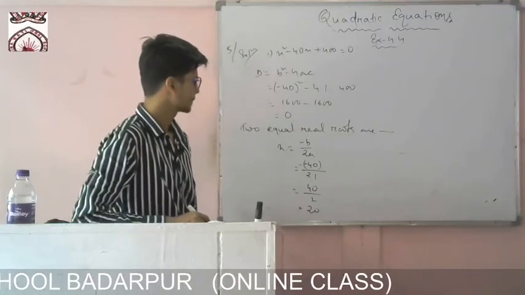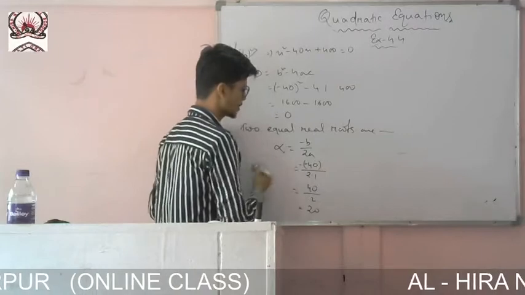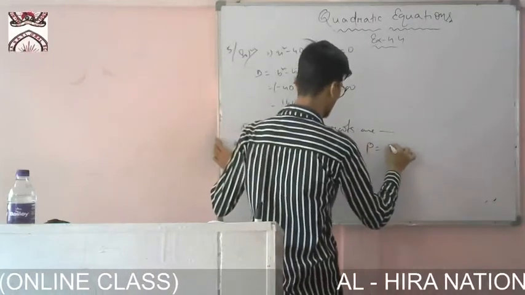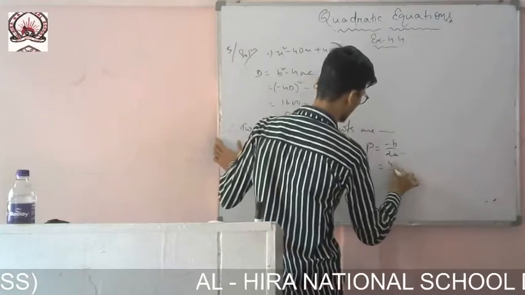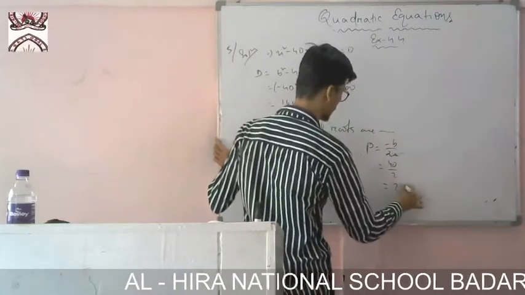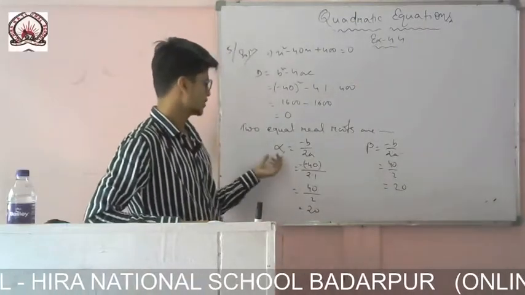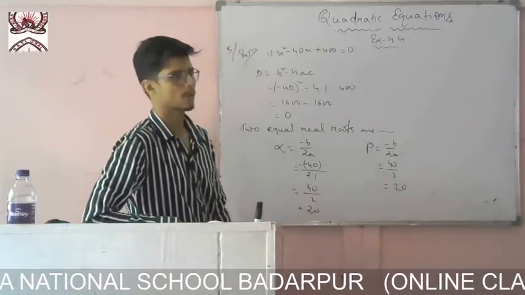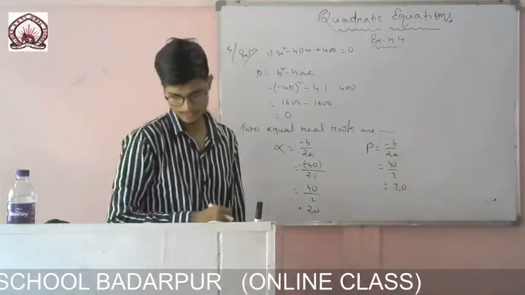Or you can write like this. Rather than finding two roots, you write one as alpha, and another one you find again as minus b by twice a, which will be the same, 40 by 2, which again comes 20. So the two equal roots are: one is alpha, and we are taking another one beta. Alpha we have got 20, beta also 20, that means length and breadth are 20.